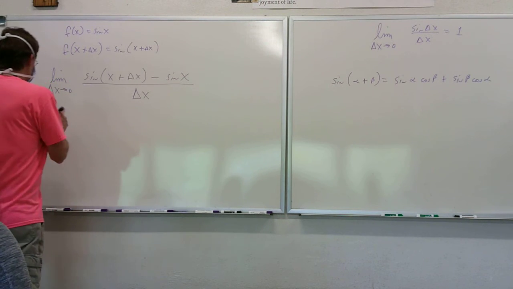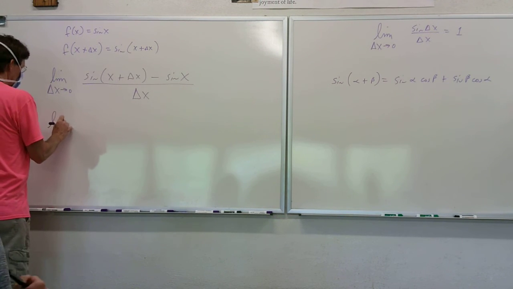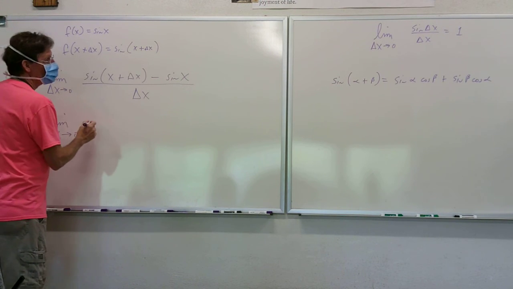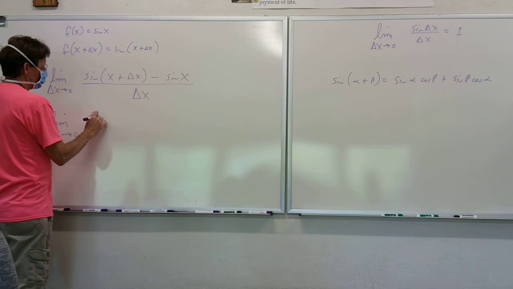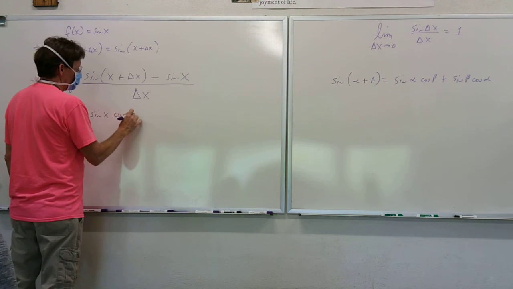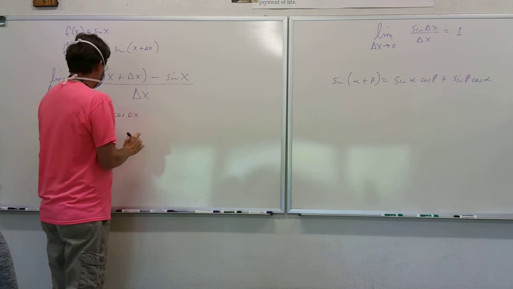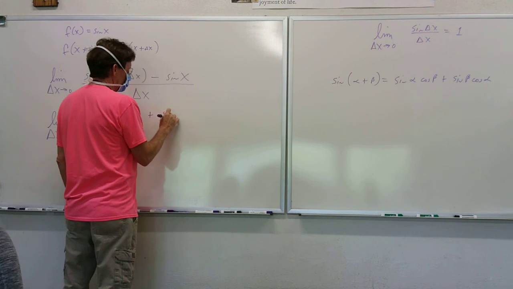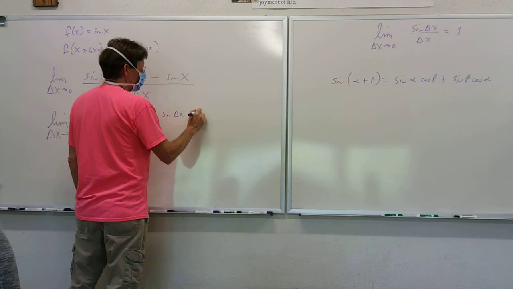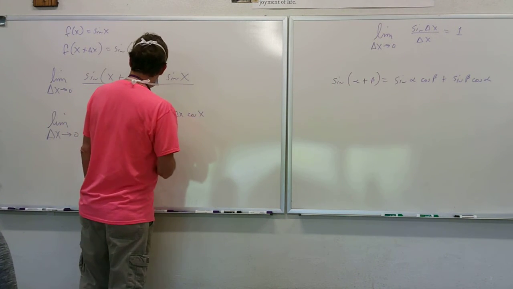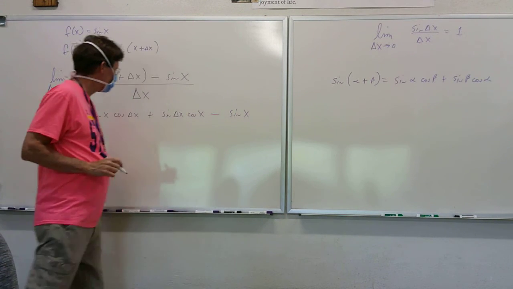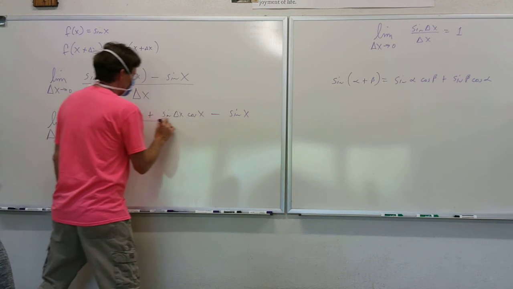All right, now, the limit as delta x approaches 0. It's going to be sine x cosine delta x plus sine delta x cosine x, and then minus the sine x out here on the end, all over delta x.